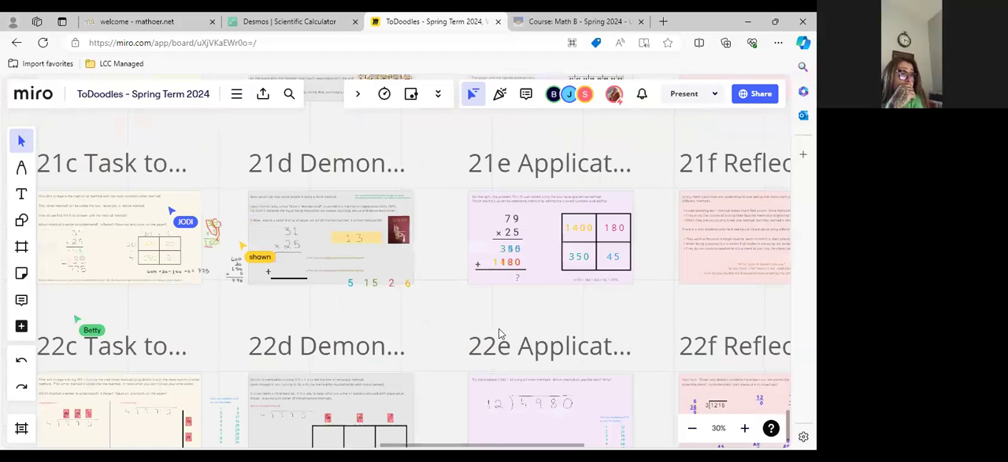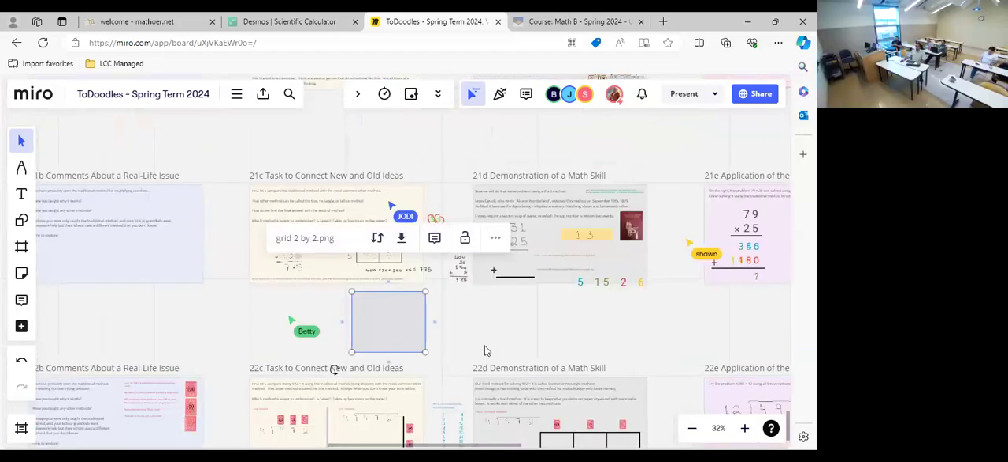No, it's not letting me copy that. Okay, I'll have to build a grid. I can build a grid. Okay, so if somebody makes up a two-digit number, let's do this again.